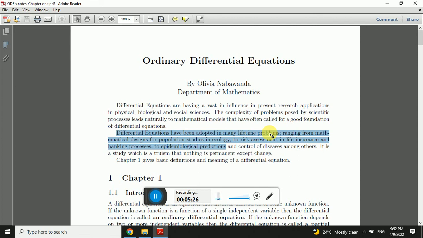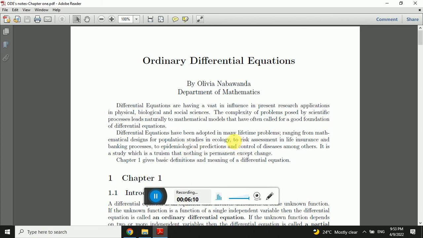They arise in many lifetime problems ranging from mathematical designs for population studies. Those people who study population increase in different countries or in the world definitely use differential equations. They are able to tell that, okay, we are in 2022, but in 2030, for example, this is the estimated population that we expect to have. All those estimates can only be determined using differential equations. We shall also look at some applications as we continue with the course.